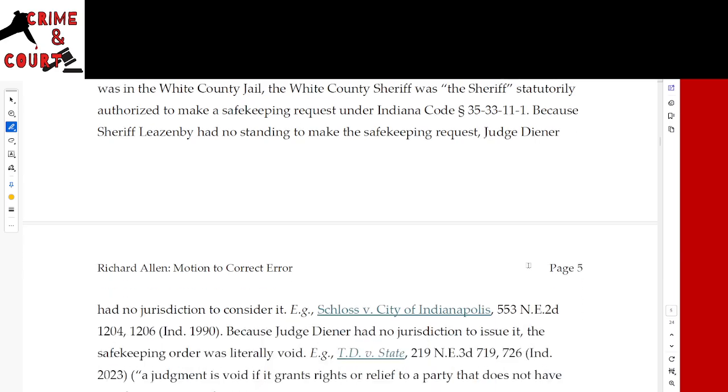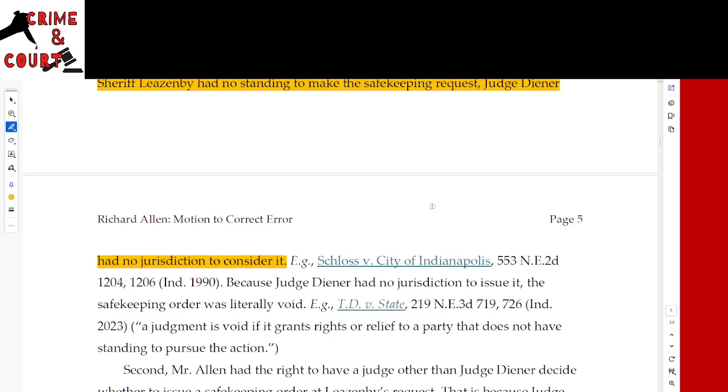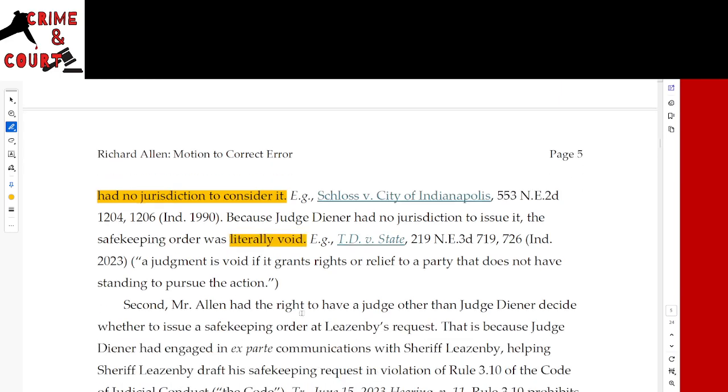All right, so because Sheriff Lesenby had no standing to make the safekeeping request, Judge Diener had no jurisdiction to consider it. So, no jurisdiction either way. Because Judge Diener had no jurisdiction to issue the order, the safekeeping order was literally void. It was literally as good as a blank piece of paper.